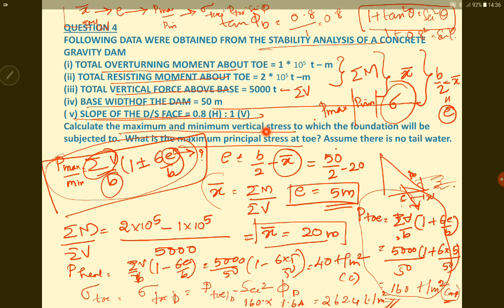Okay, so this is the methodology. First find X bar. From X bar find E. From E find P max and P minimum. From P max and P minimum find sigma. Okay, so this is the answer: 262.4 tons per meter square. Okay, so we'll move to the next question.